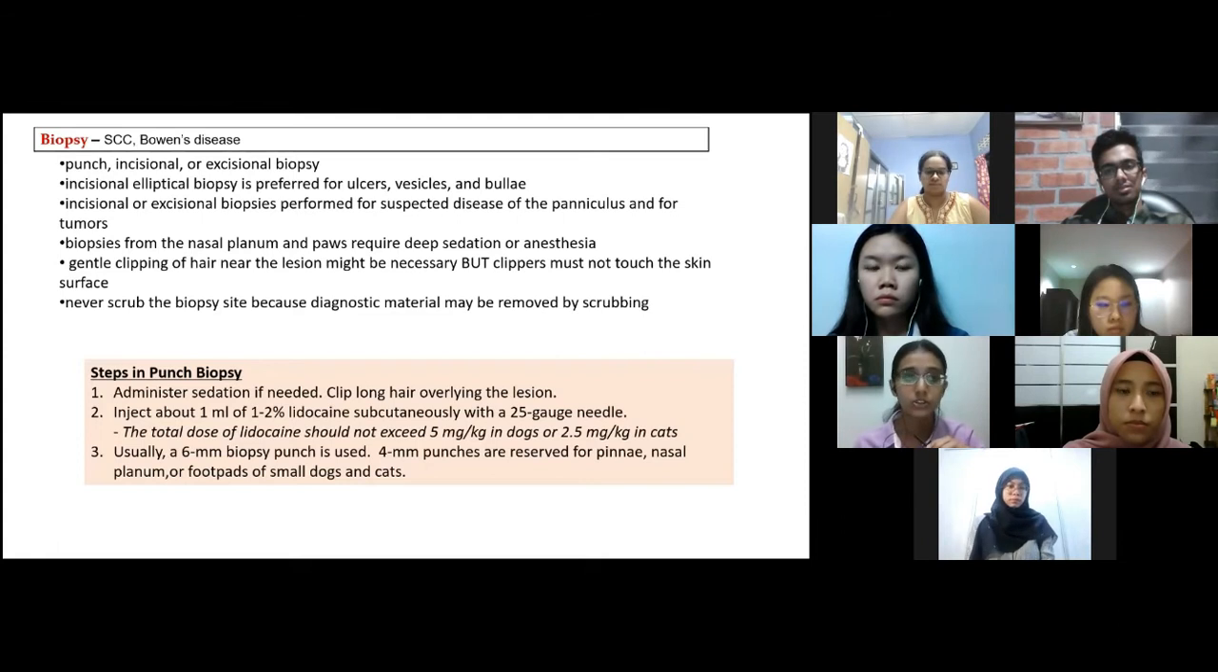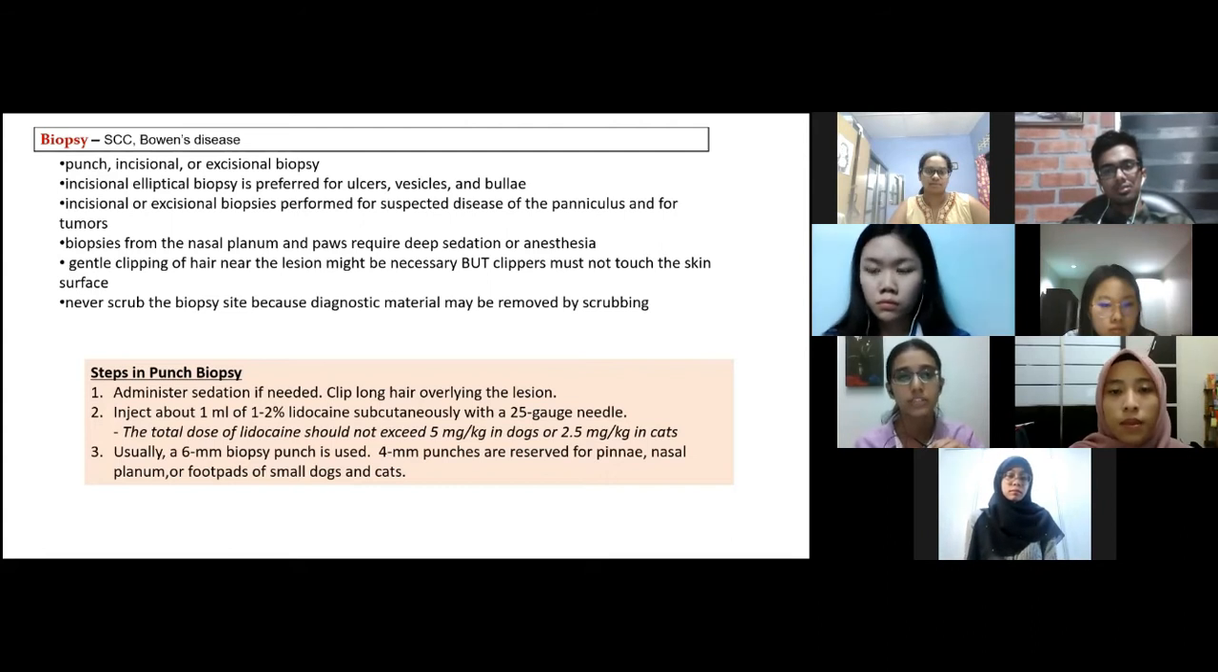Besides that, you also need to know that before you take your biopsy sample, you need to clip the hair near the lesion, but the clippers must not touch the skin surface. If the clippers touch the skin surface, then the area would be contaminated. Also, you must never scrub the biopsy site, because when you scrub the biopsy site, the diagnostic material, which is the material that is going to help you determine the diagnosis, will be removed by scrubbing.